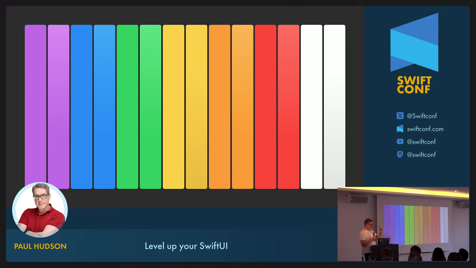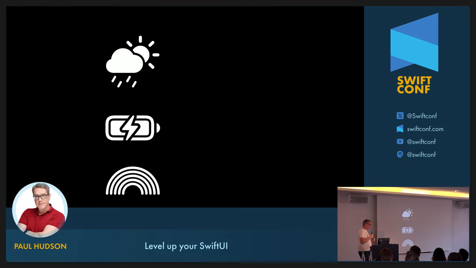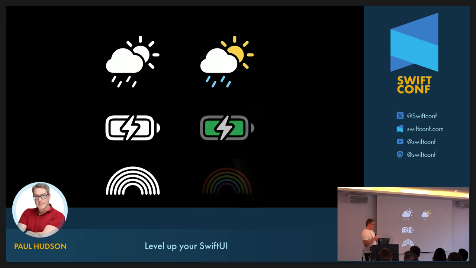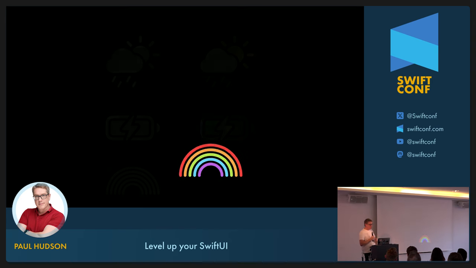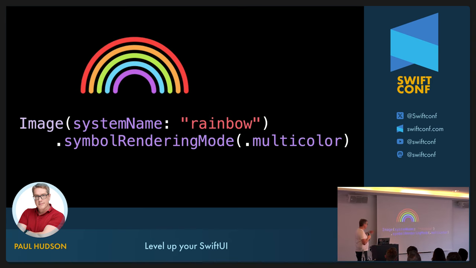Speaking of color, another change we can make. You'll know that SF Symbols added support for colored symbols a while ago. We can say, make these things multicolored so we get a nice sort of sun and rain or a battery charging or a rainbow. That's all powered by a simple modifier, symbol rendering mode multicolor. Like that, get a lovely multicolor design out of the box free of charge.